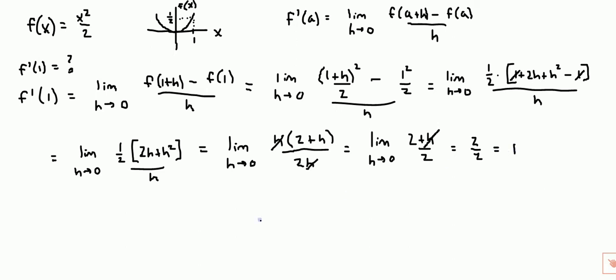Okay, so f prime of 1 equals 1. What does that mean? It means at the point x equals 1, the slope of the tangent is 1. Okay? Slope equals 1. Alright? That's the derivative at a point.